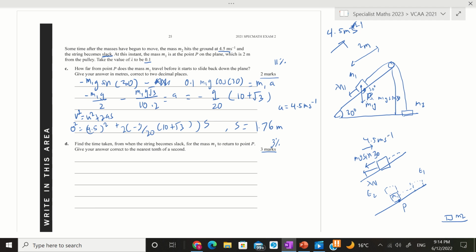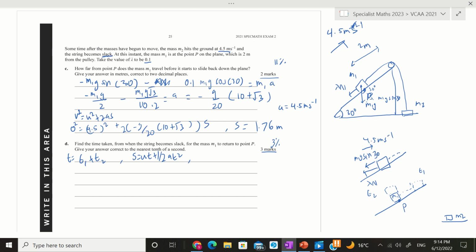What we want to find is T1 plus T2. We want to find the total time. So we can find T1. We already know we can use the acceleration from the previous question. In this case, we want to find time, so we can't use the previous formula anymore. The formula we can use is s equals ut plus half at squared, because we want to find time, and we know the distance, the initial velocity, and the acceleration.